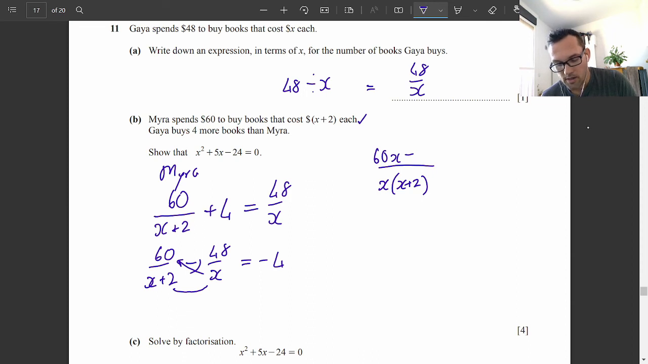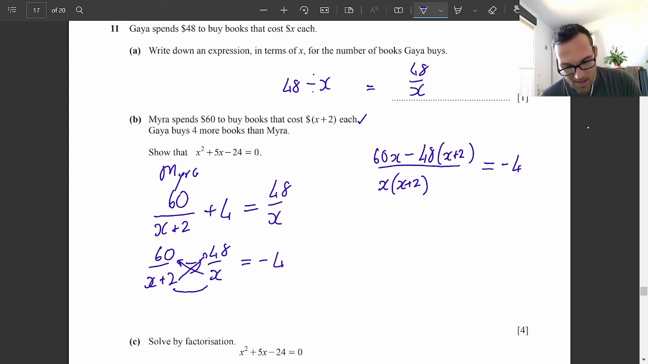And on the right hand side, because we multiply the X by X plus 2, we need to multiply the 48 by X plus 2 as well. And you need to multiply everything. So brackets are in order here. Okay, and remember, all of that is equal to -4. Okay, now we can start simplifying things.